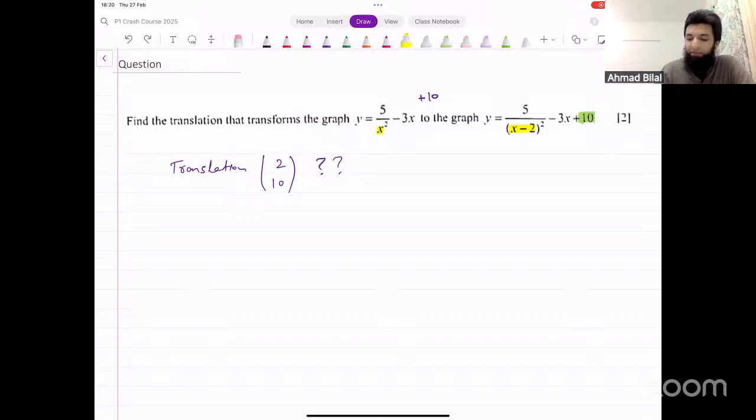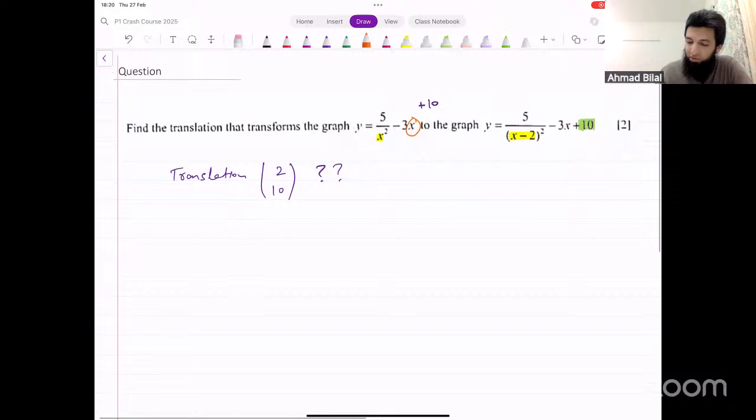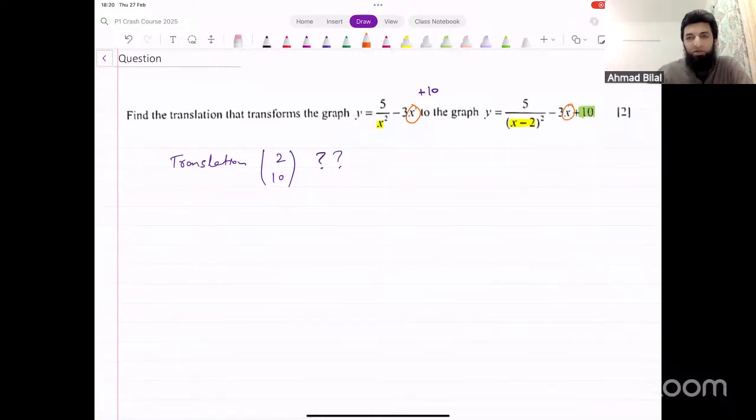But the problem is, if x is changing to x minus 2, then why is the other x not changing to x minus 2? Why does that remain the same? This x should also have changed to x minus 2 on the right side, but that is not changing. And that's a problem. That means they have simplified it. The transformation might have been something like this, x minus 2, but they have simplified it to get this eventually.